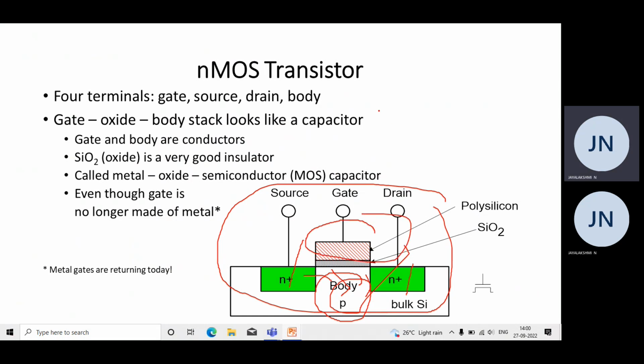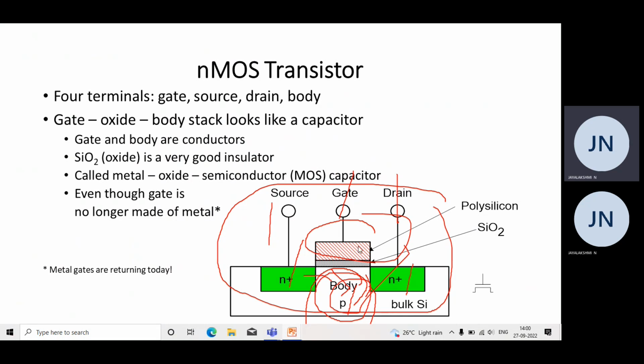So the NMOS transistor has mainly four terminals. The first one is source, the second one is gate, the third one is drain. Apart from this, we also have a fourth terminal, which we can call the body terminal. You can observe this in the figure.